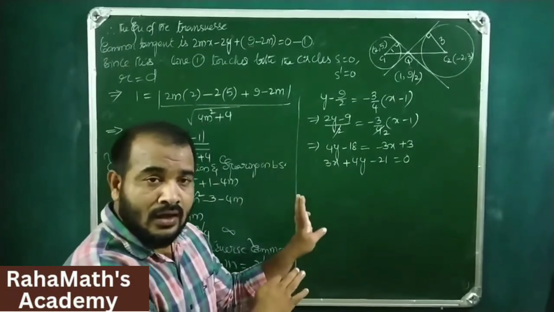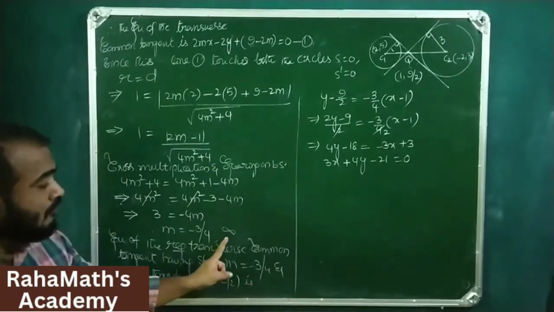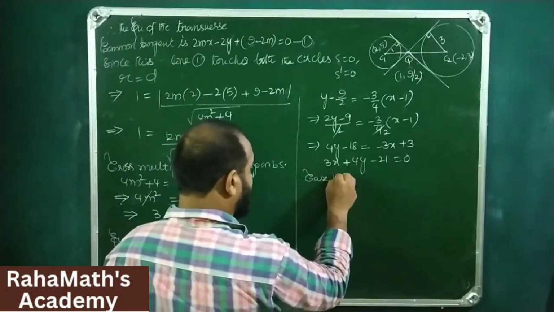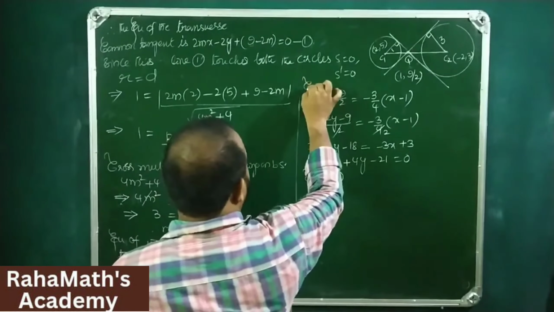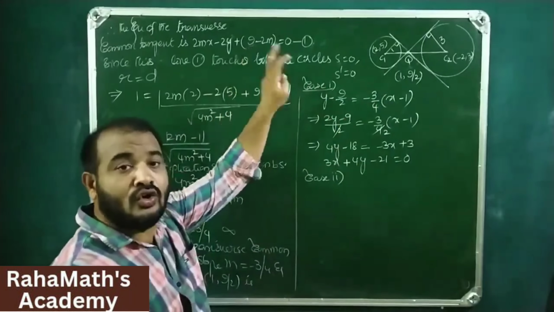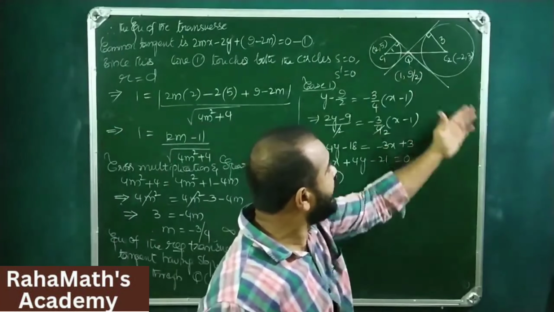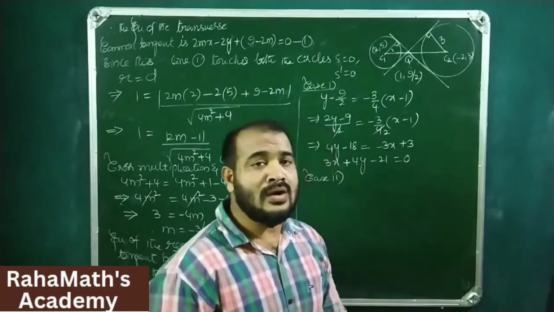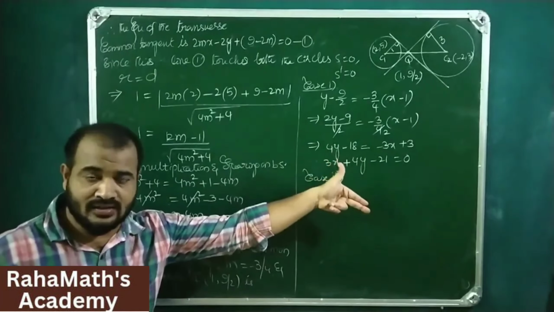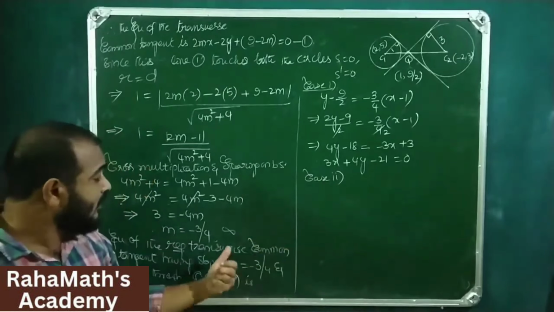But this is not the only answer. m equal to infinity also we get. So this is case 1, and now case 2. Why case 1? Because this line has got two slopes. It must have two slopes, that is why we are getting two transverse common tangents. For one transverse common tangent, the slope we get is minus 3 by 4. Therefore, this is the line, one of the transverse common tangents. The second transverse common tangent has slope infinity.